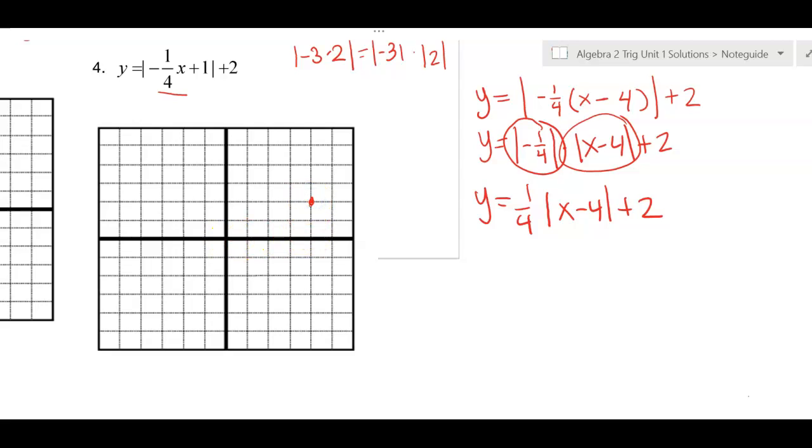Over 4 and up 2, and then a slope of 1/4. So up 1 over 4. It's kind of off my graph over here, but you get the idea. Something like this if I could draw straight lines, but I can't. Okay? Is this all right with everybody? So I think we're pretty good on the graphing.